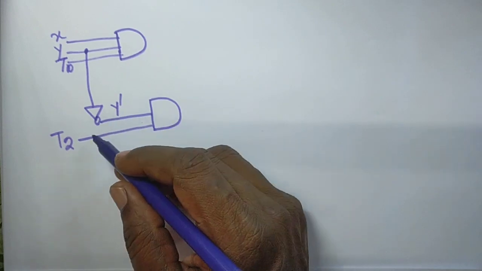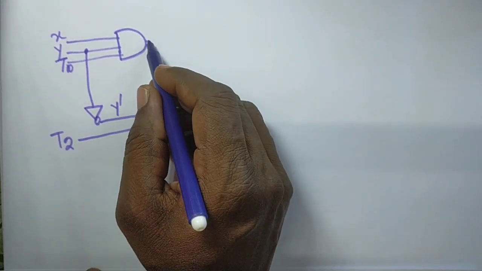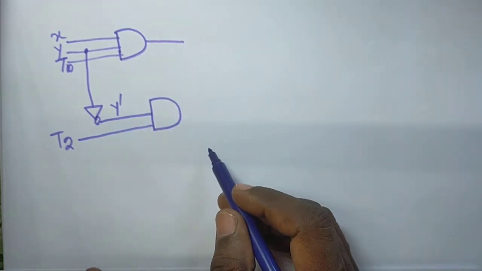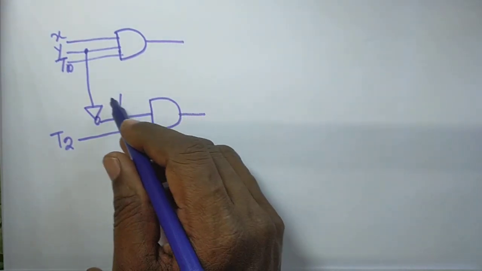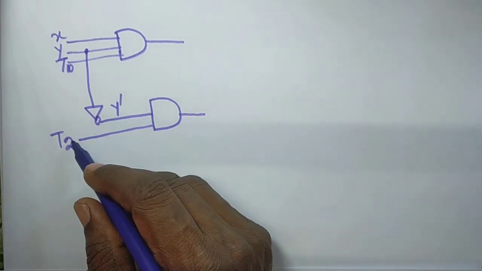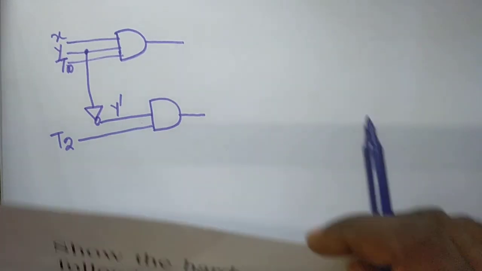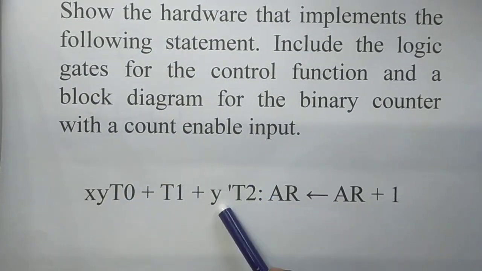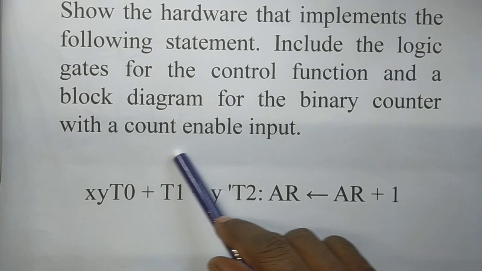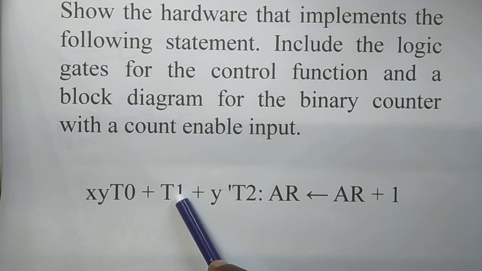Okay, y complement and T2. So one data we can get from this logic, that is with an AND gate. Another data comes from this other term, y complement T2. We have already designed this with an AND gate, and this with an AND gate. Again we will combine them through an OR gate with the T1 data.